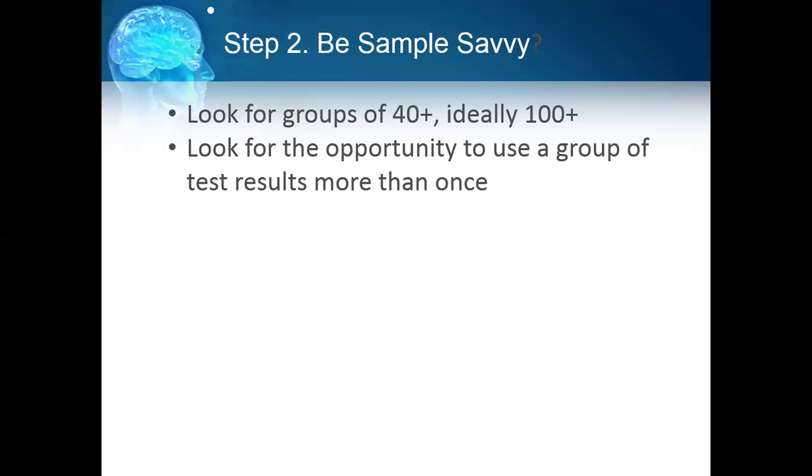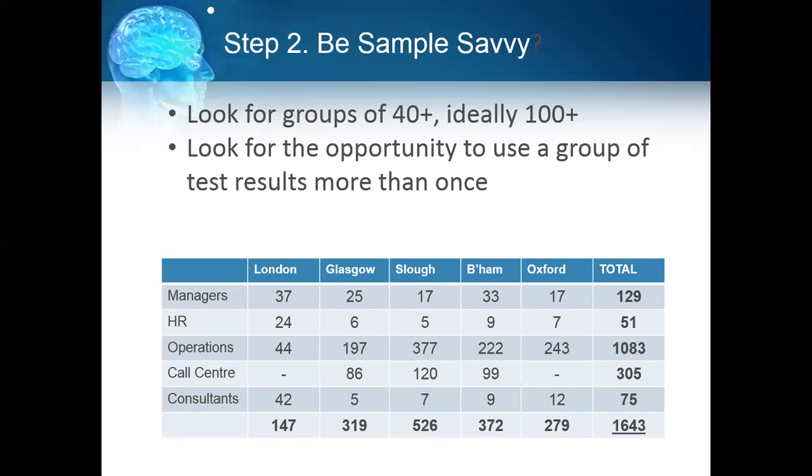That's not to say we can't test smaller groups. So if you have 15 senior leaders, for example, they could be tested separately, or 12 HR managers, but generally speaking, samples of over 40 tend to be more robust. We're looking for an opportunity here, by the way, to use a group in the sample more than once. Let me just explain what that means then. So let's take it that this is our organisation. So we have offices in London, Glasgow, Slough, Birmingham and Oxford, and we have managers, HR staff, operations staff, call centre staff, and consultants working across a number of those offices. And you can see that if we have got 37 managers in London, for example, that's probably not enough to be massively robust.